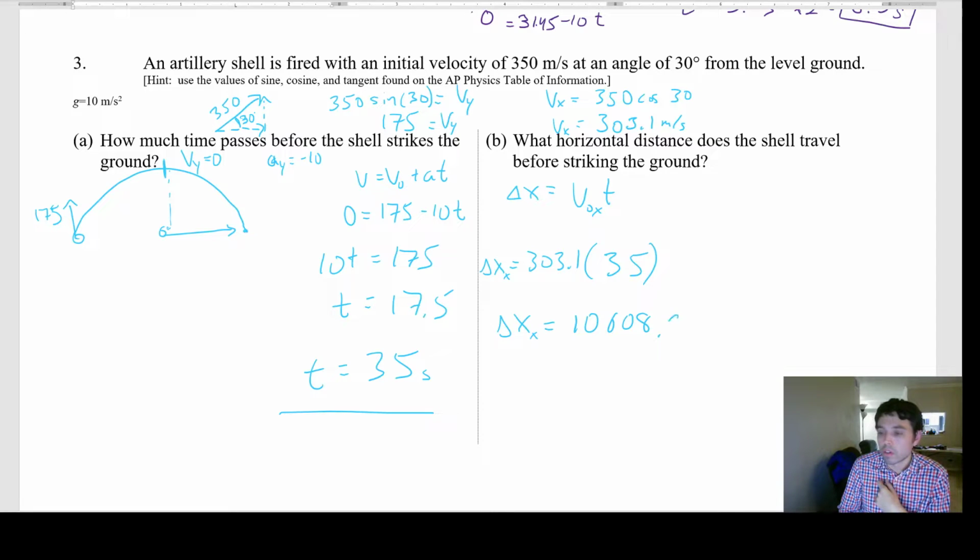0.8 meters. All right, so that's how far this artillery shell will go, about 10 kilometers before coming down to the ground.